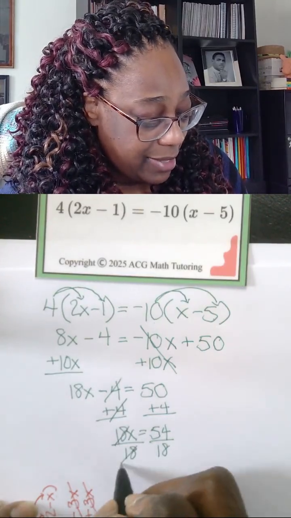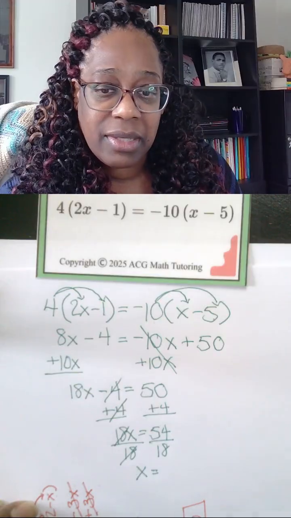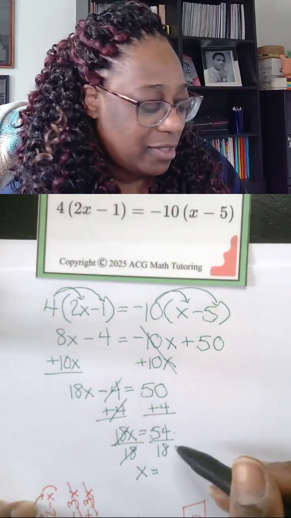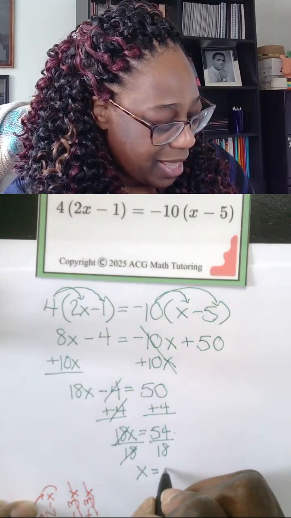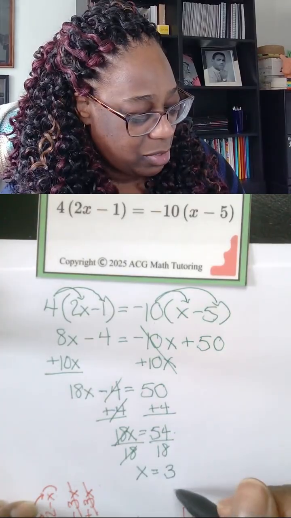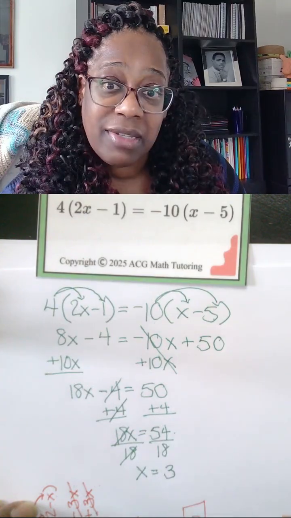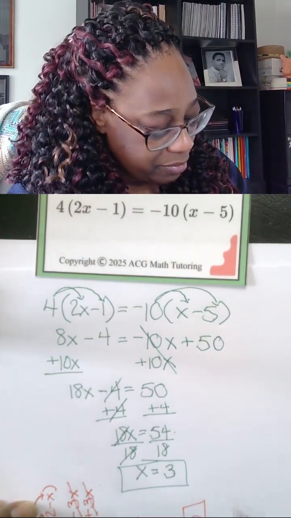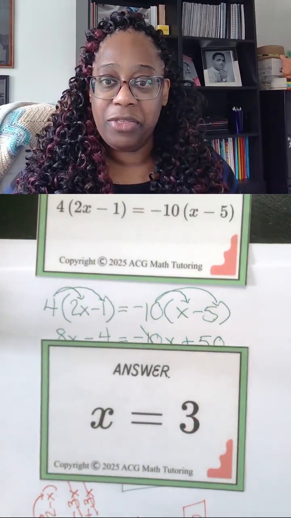18 divided by 18 gives me 1x, or we can simply say x, because we always assume there's a 1 in front. Now, 54 divided by 18. There we go, everyone. That is 3, okay? Because 8 times 3 is 24, carry the 2. 1 times 3 is 3, plus the 2 gives us our 5. So we got our 54. Okay? So our answer for that bad boy is 3.